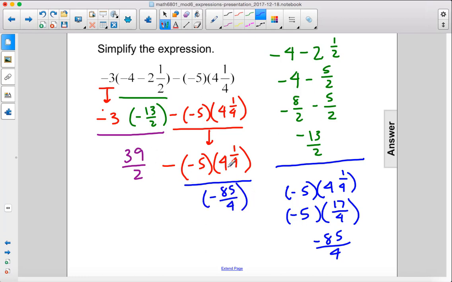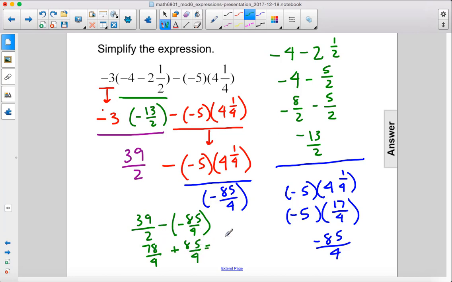So now we have a subtraction problem. We have 39 over 2 minus negative 85 over 4. So if we change this to be an improper fraction with the common denominator of 4, that becomes 78 over 4 plus 85 over 4, because we have two negative signs.